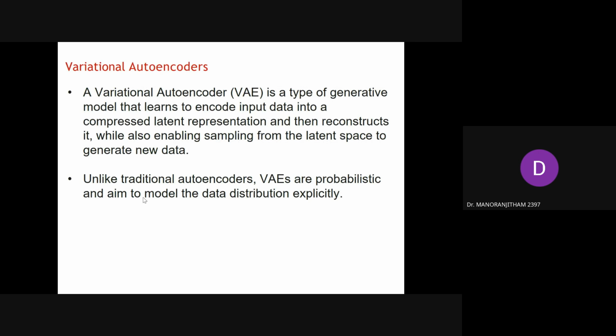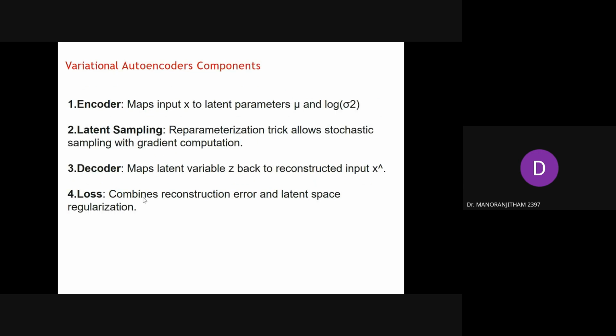We also have traditional autoencoders, but variational autoencoders use a probabilistic distribution to model the data distribution explicitly. So the difference between the traditional autoencoder and the variational autoencoder is that the autoencoder will just reconstruct the data, but the variational autoencoder will use it to generate the data.